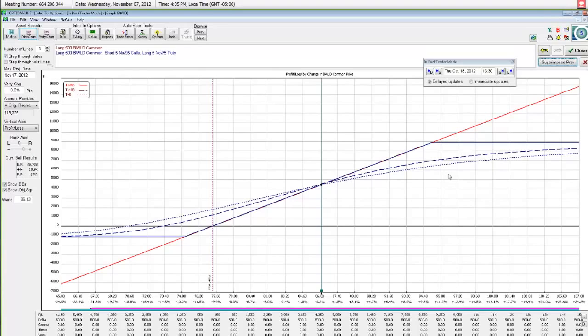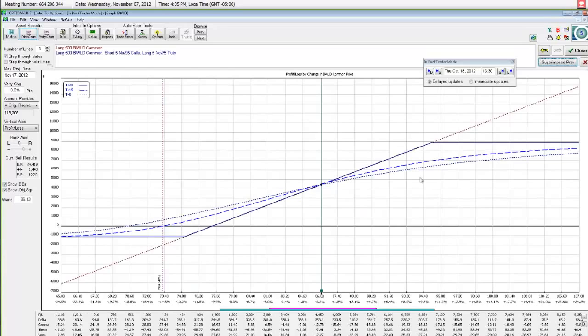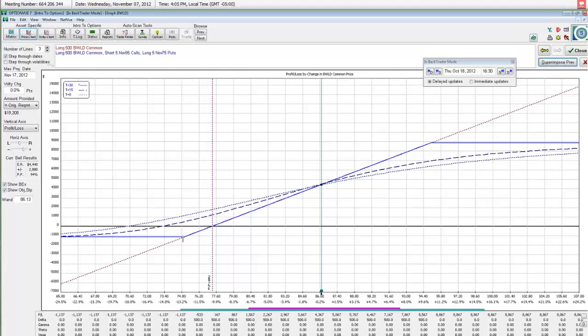Which one of these positions do you think is superior going into an earnings report? This red line right here represents the linear aspect of just owning the stock, up and down. The blue line, don't worry about these dashed lines because that's just step-through dates, shows you how it behaves over a period of time. This is expiration. Now notice it's exactly the same right through here, but here's where it gets different.